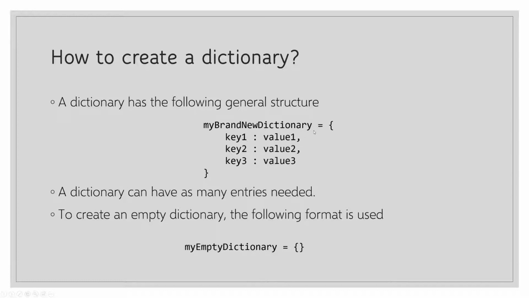Now, you can put as many entries as you want. Here I have 3. I have key 1 with value 1, key 2 paired to value 2, and key 3 paired to value 3. But you could have 100, 1,000, as many as you want, or as little as you want. You can make an empty dictionary if you want down here. There are ways to add and remove entries from a dictionary, which we'll get into later on.